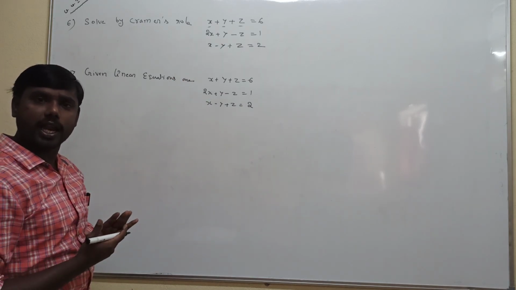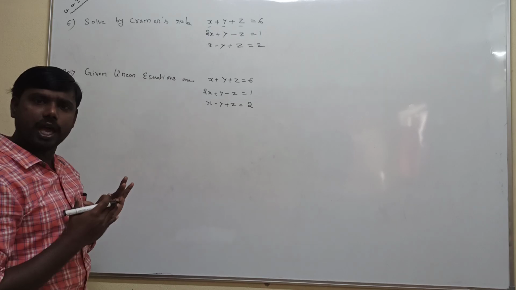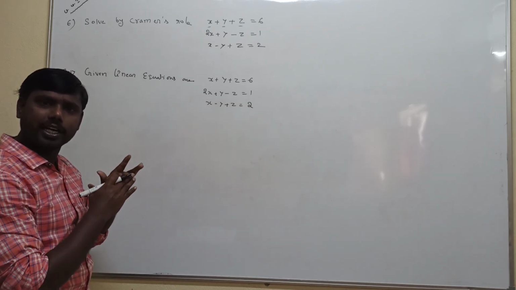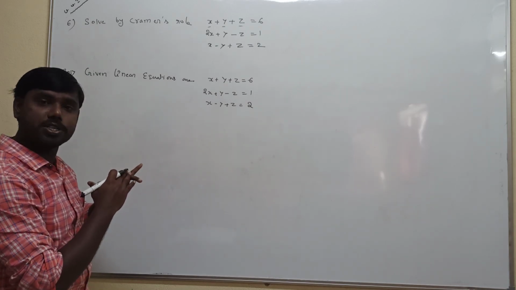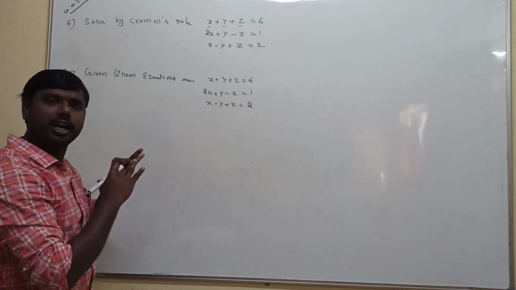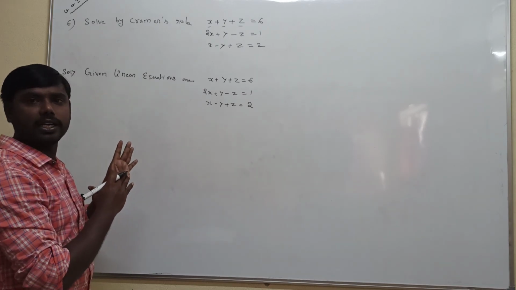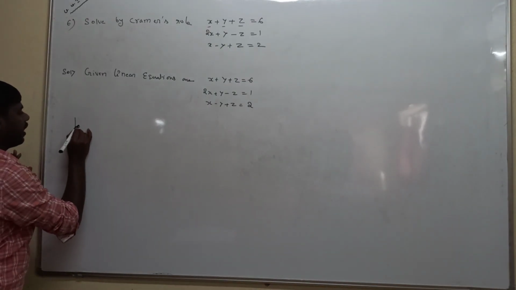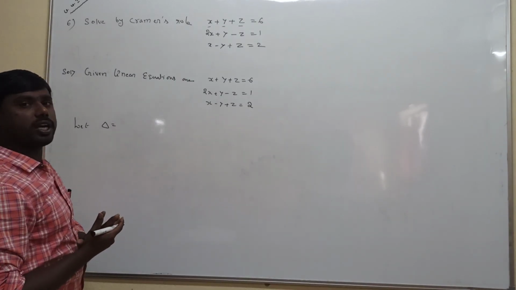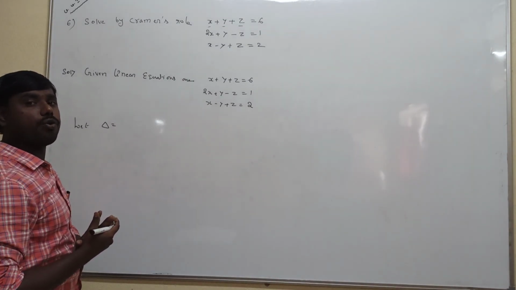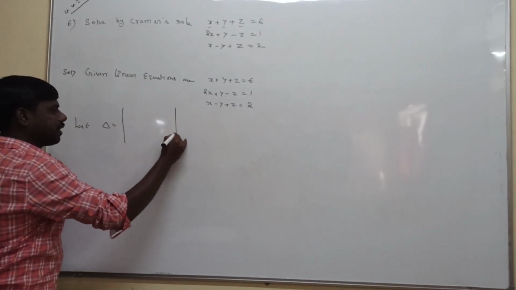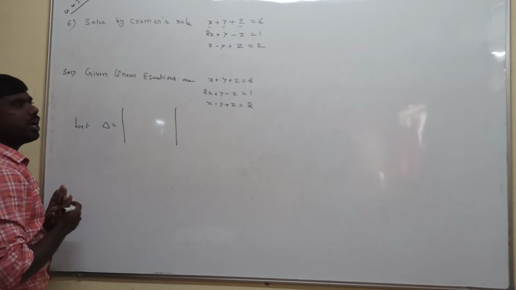How many values are you calculating? The x value, y value, and z value. Before, we calculated delta, delta 1, delta 2 because there were only two variables. But here there are three variables, so we calculate delta, delta 1, delta 2, delta 3. First, to calculate delta, how do we take delta? Let delta be the determinant of the x, y, z coefficients in the given equations.